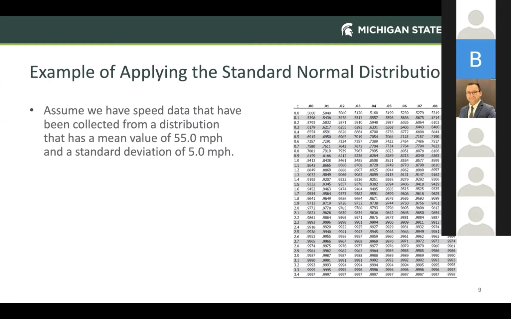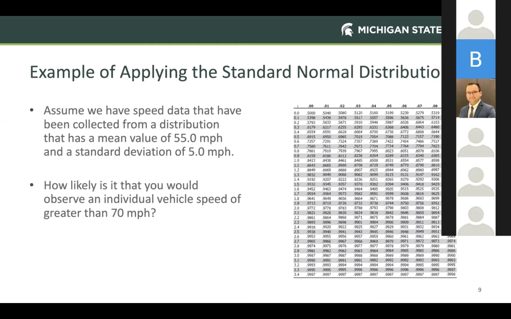And so let's just do a nice simple example here where we're illustrating the use of the standard normal distribution. And this will actually build up to the homework assignment where we'll be working on some speed data that's been collected throughout the state. So let's assume we have speed data that's been collected from a distribution, and we know that the mean value of those speeds, if we were able to observe every vehicle, that mean is 55 miles per hour. And the standard deviation of those vehicle speeds is going to be 5 miles per hour, okay?